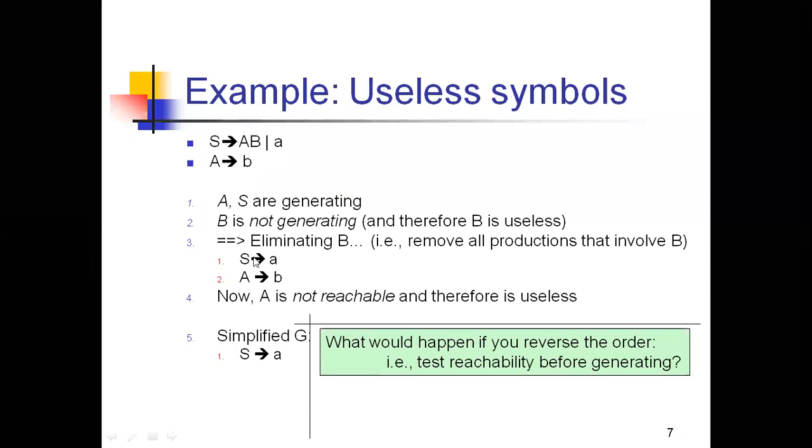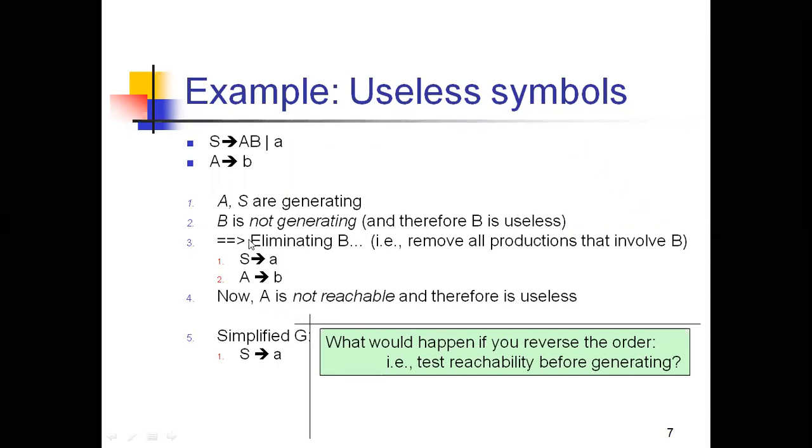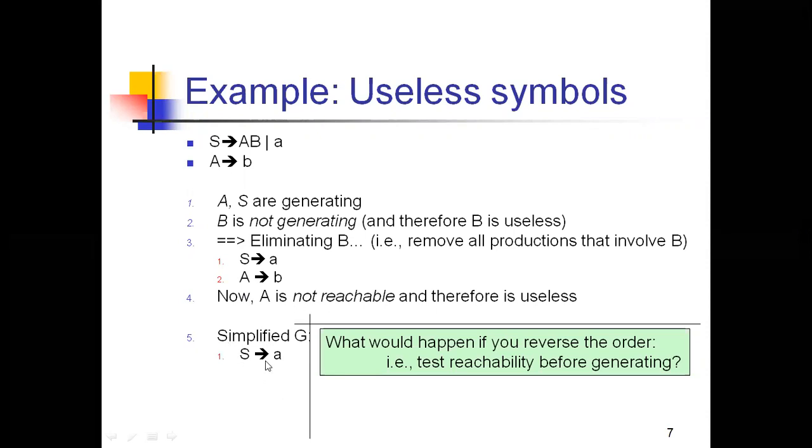S is reachable, but A is not reachable. Why is A not reachable? A is not derived from the starting symbol S. Only S is a reachable symbol, a reachable variable. So now A is not reachable and therefore A is useless. And then the simplified grammar is S tends to A. See, from this grammar, finally the grammar I get after eliminating the useless symbols is S tends to A.